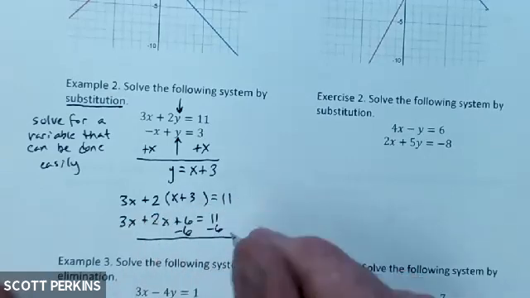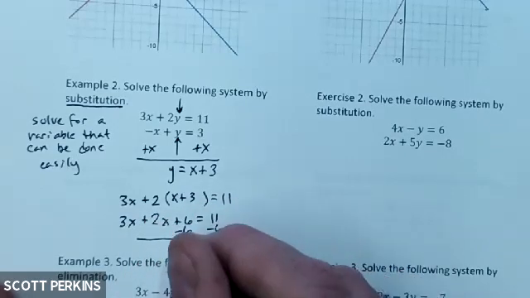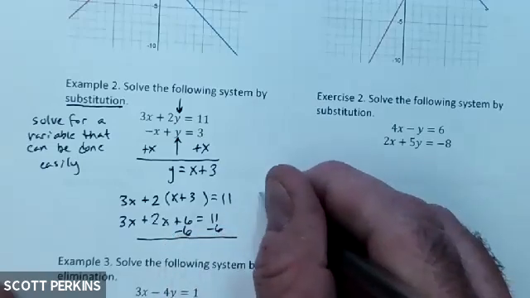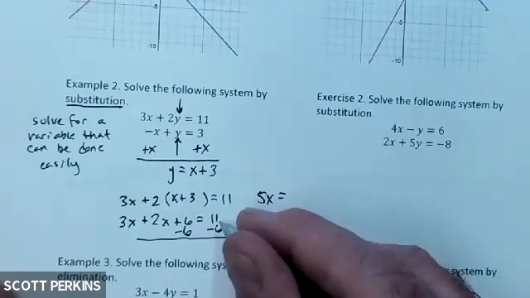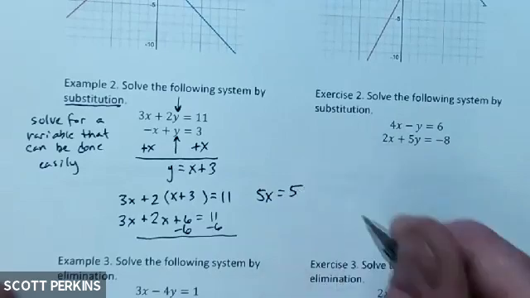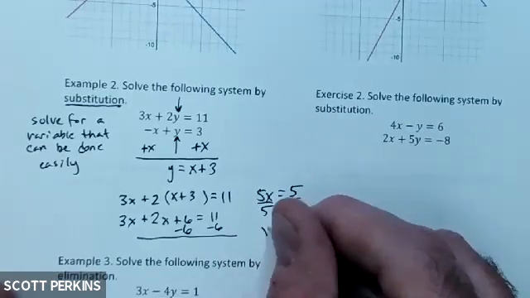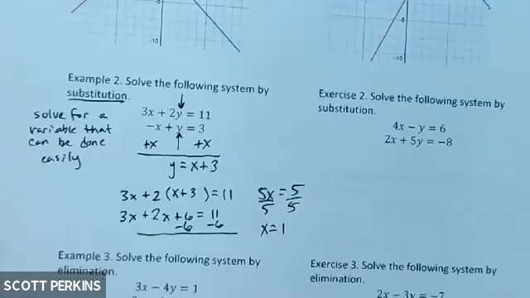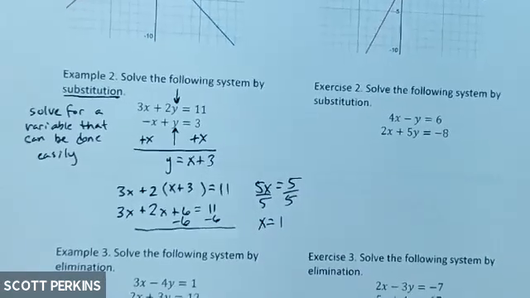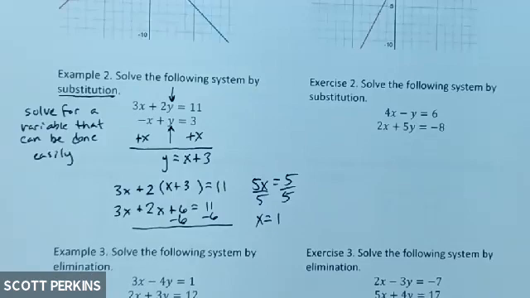And so when I do that, 3x plus 2x, that is 5x. I'm going to bring it over here. And then 11 minus 6 is 5. And when I divide both sides by 5, I'm writing out all the steps on this first one just so I don't lose anybody. X is 1. So there's half my answer. And then inform me, how do I find the other half of the answer?